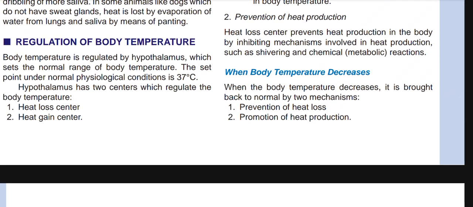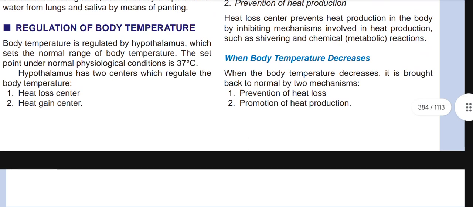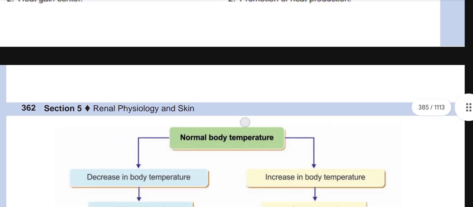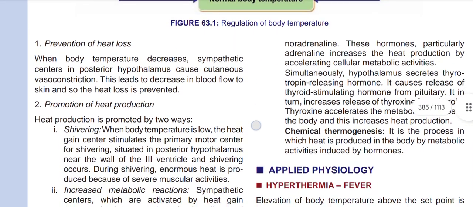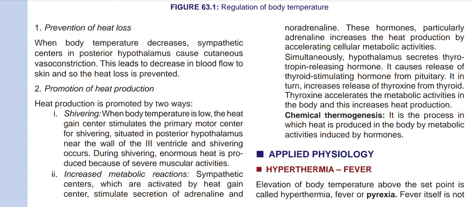Now, when the body temperature decreases, it is brought back to normal by two mechanisms: prevention of heat loss and promotion of heat production. So, what is prevention of heat loss? When body temperature decreases, sympathetic centers in the posterior hypothalamus cause cutaneous vasoconstriction, and this leads to a decrease in blood flow in the skin, and the heat loss is prevented. In case of increased heat, what happens? Vasodilation occurs. When the heat is decreased, it is vasoconstriction.